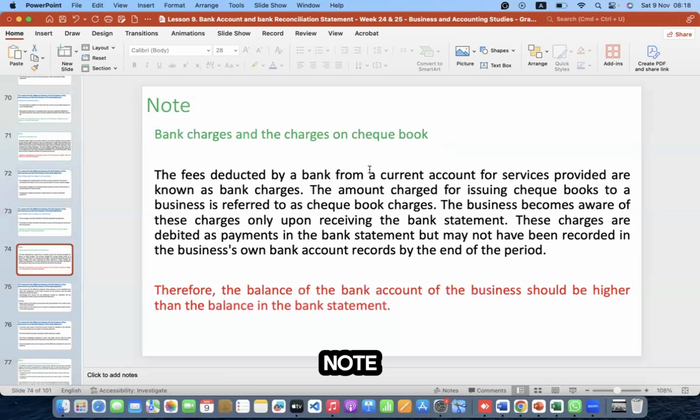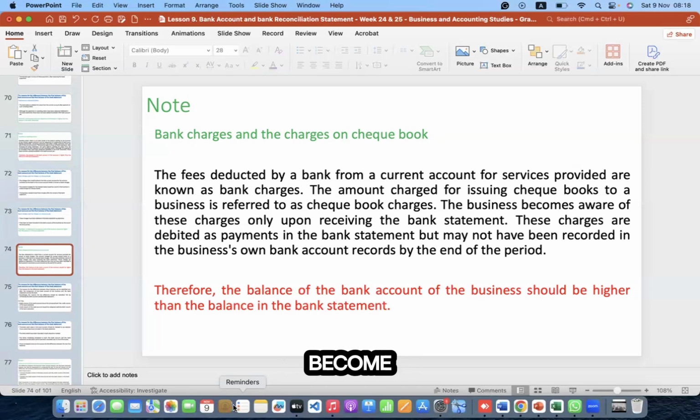this is the note. What you can do is I will keep this for a small period of time and I will read this out. Bank charges and the charges on checkbook, the heading. The fees deducted by the bank from a current account for the service provided are known as bank charges. The amount charged for issuing a checkbook to a business is referred to as checkbook charges.